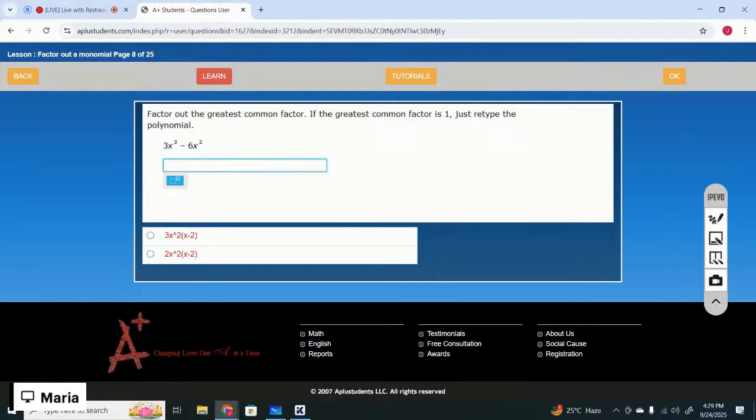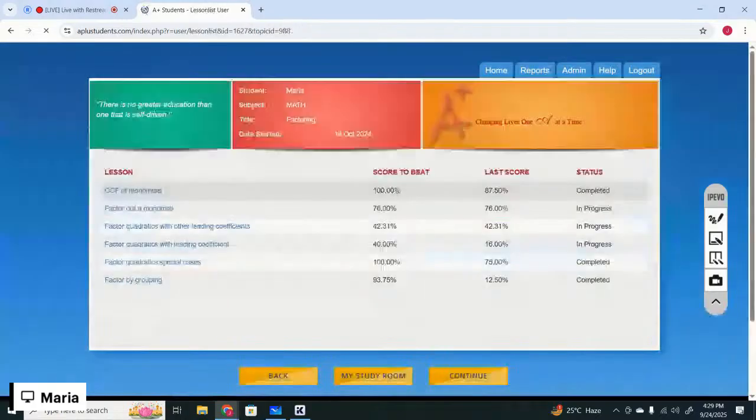Three x cubed minus 6x squared. That is 3x squared times x minus 2. Okay, you can complete the lesson by yourself later today. Let me just move on to the next lesson.